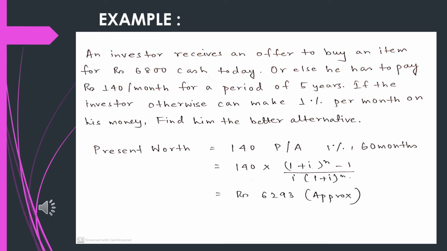So 140 annual is turned into present worth with the help of 1% per month, and the time period of 5 years has been converted into 60 months. If we calculate it, we get the figure of approximately 6,293. So within these two options, it is far better for the investor to pay monthly rather than paying upfront.